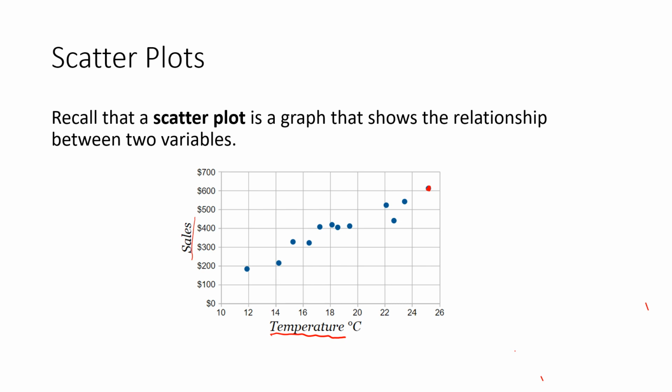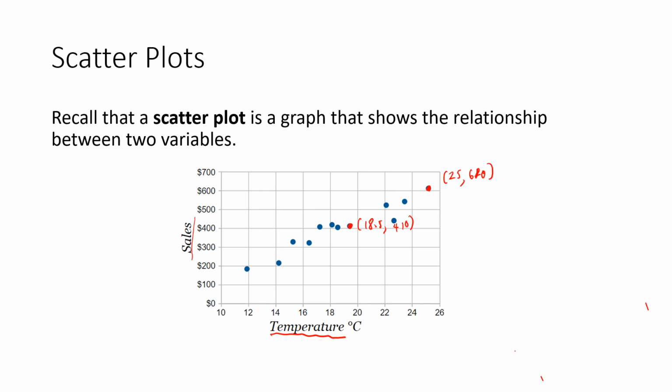So for example, this point right here can be around 25 for 25 degrees, and it's probably around 620 or $610 in sales. All right. This point right here could be maybe 18.5 and 410 maybe. I'm kind of estimating here.